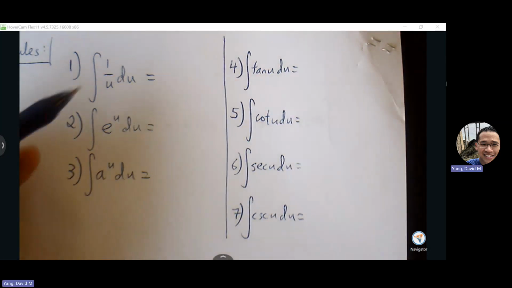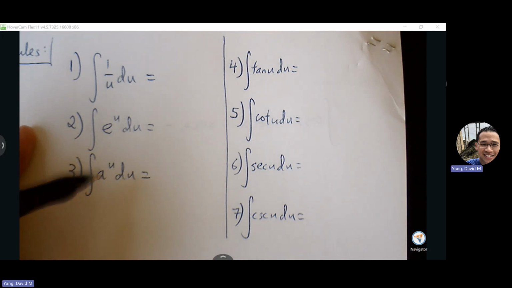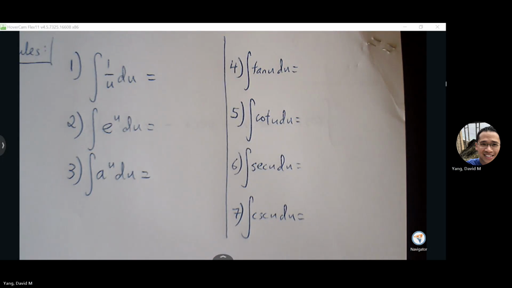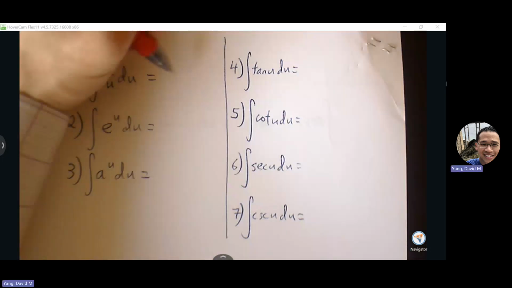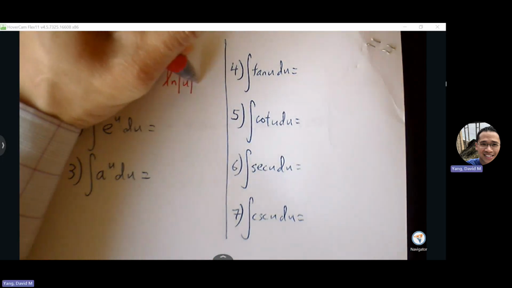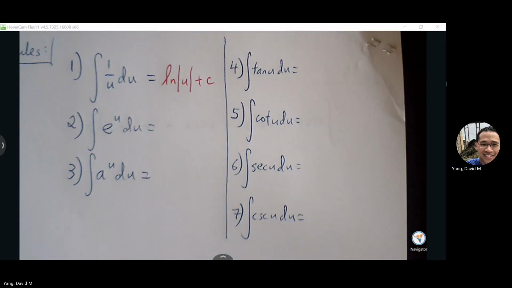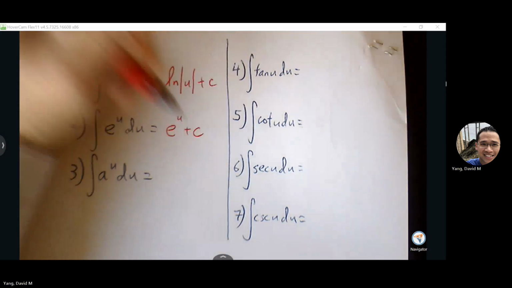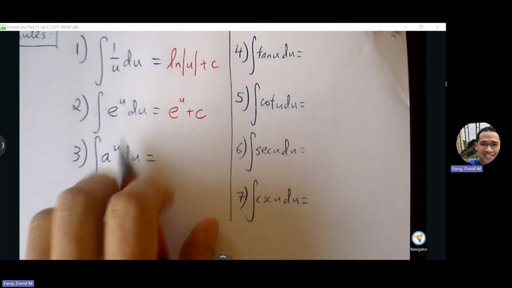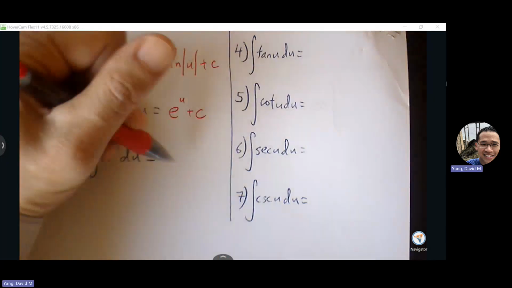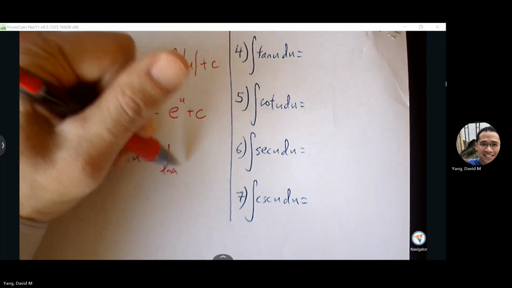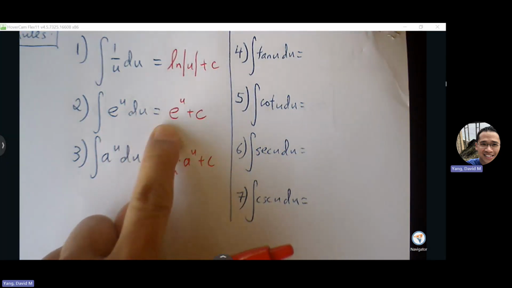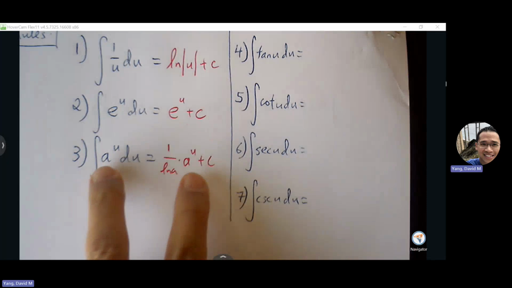All right, so let's review these new rules that we definitely have to know for the quiz. 1 over u du is the natural log of the absolute value of u. Okay, let's see the a to the u rule. A to the u looks a lot like e to the u, with just 1 over natural log of a in front. Times a to the u plus c. So for e to the u, the original function will show up here, and the original function will show up here.